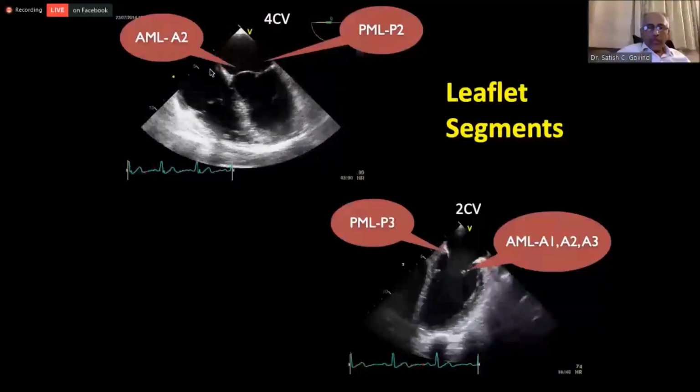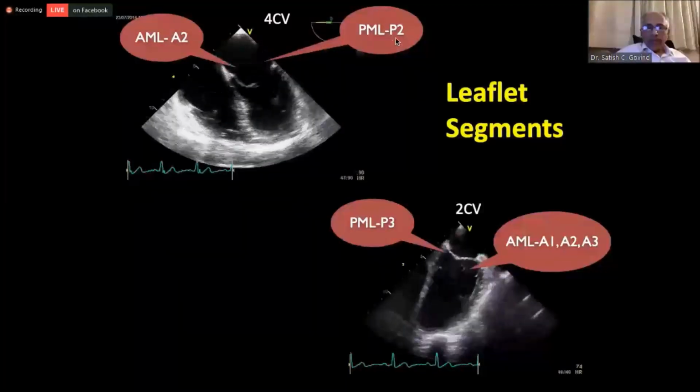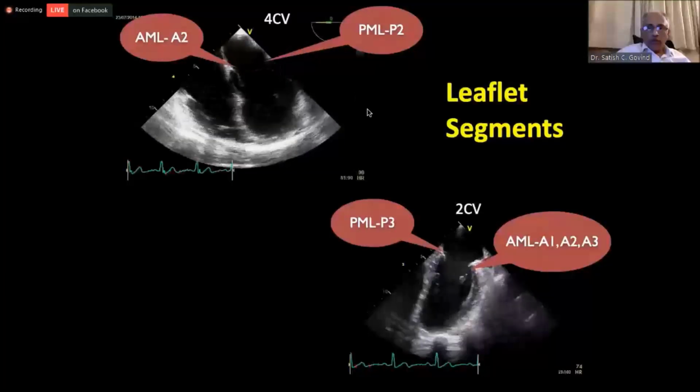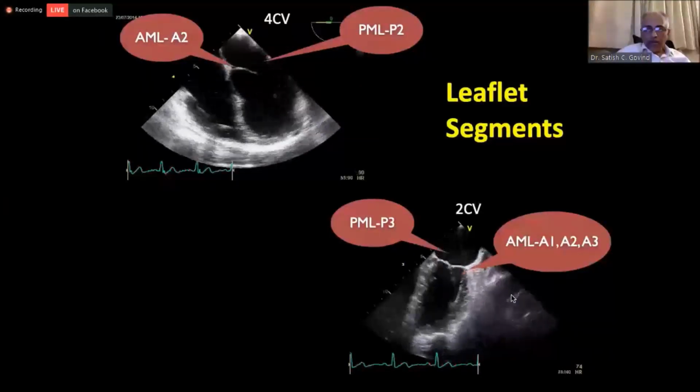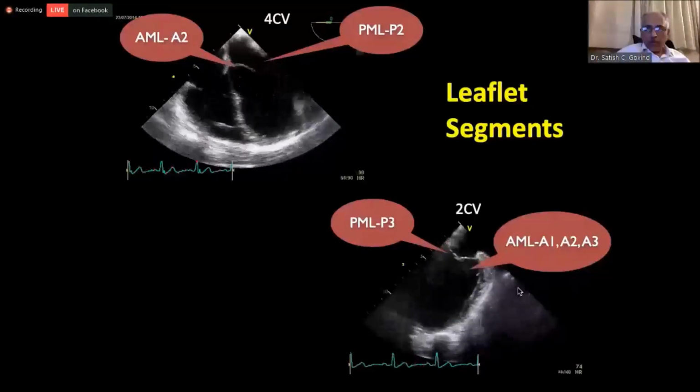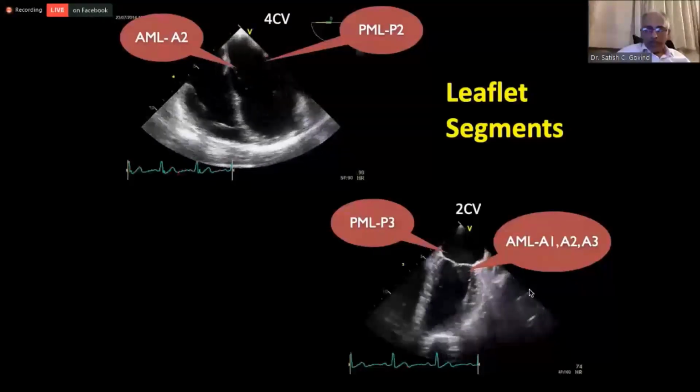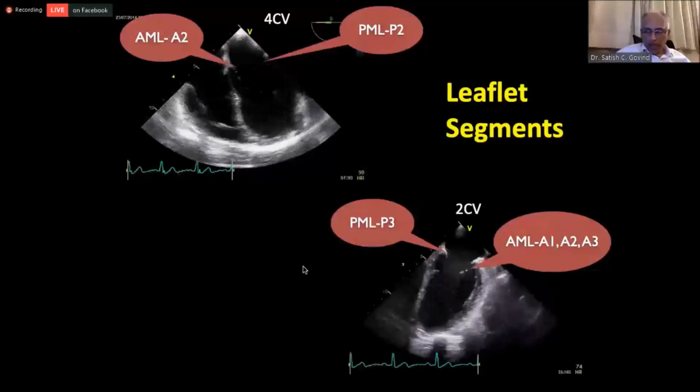So again, in the 4-chamber view, you have the segments which are common to both the anterior mitral leaflet and the PML. And then you have the 2-chamber view, which gives us additional segments as far as AML is concerned, where AML is more prominently seen.